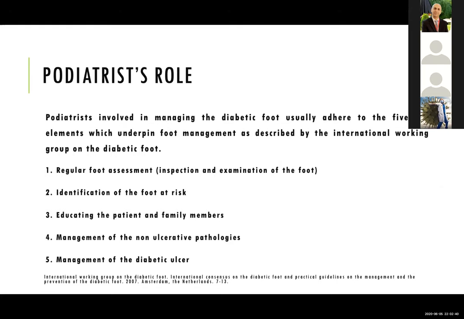Okay, what is our role? We are involved in the management of the diabetic foot and other things as well, but today is about the diabetic. Our main task is the regular foot assessment. It includes the vascular, dermatological, and musculoskeletal assessment. Another thing is identification of the foot at risk. Educate the patient, it's very important. The management of non-ulcerative pathologies like hyperkeratosis, calluses and psoriasis as well, and management of diabetic ulcers.